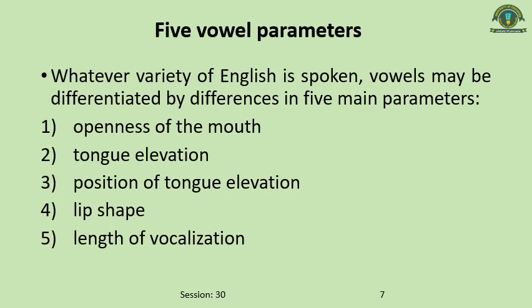So there are 5 parameters you must remember. And these are, number 1, openness of the mouth, tongue elevation, position of tongue elevation, lip shape, length of vocalization. I repeat, whatever English you are speaking, that makes no difference at all. But remember, the differences are always 5 because of these parameters. The first one is openness of mouth. The second is tongue elevation. The third is position of tongue elevation. Fourth is lip shape. And the fifth is length of vocalization. I shall be elaborating them more and more in the coming slides.